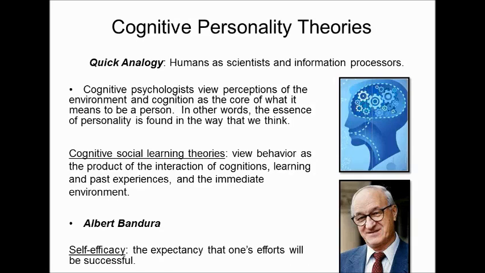So according to this perspective, everything that we are is learned and the product of our environment and the product of nurture. Yet another perspective comes in the cognitive personality theories, which say that humans are like little scientists and information processors.